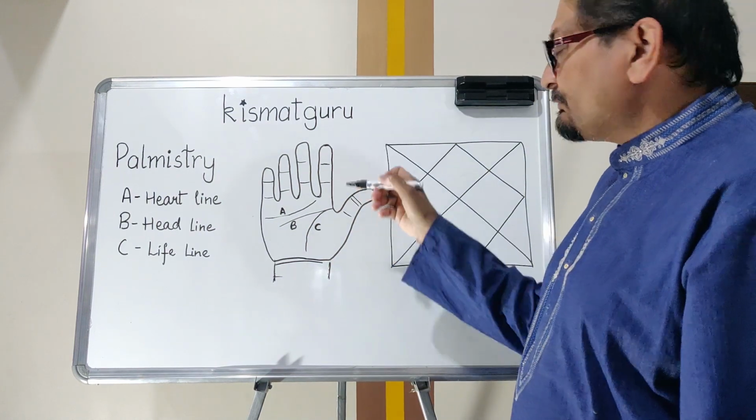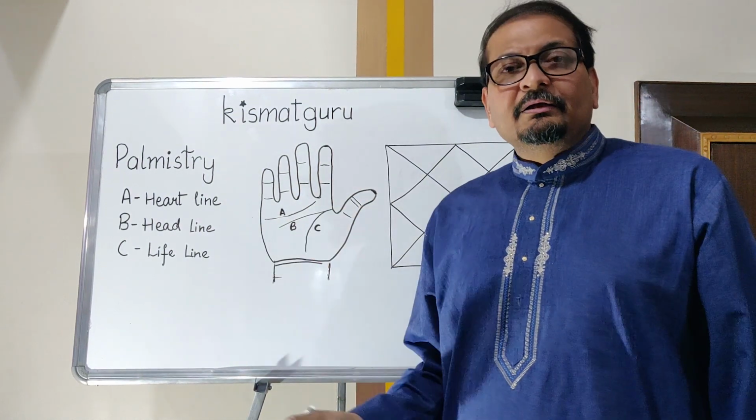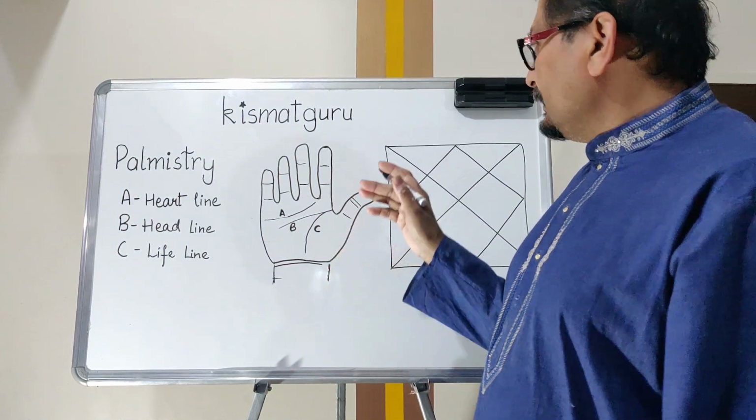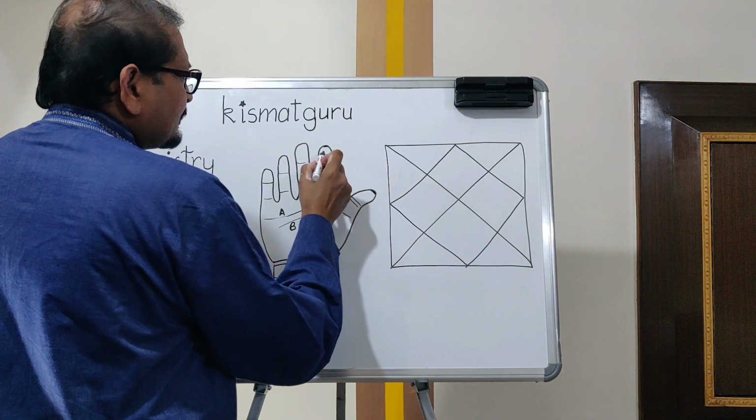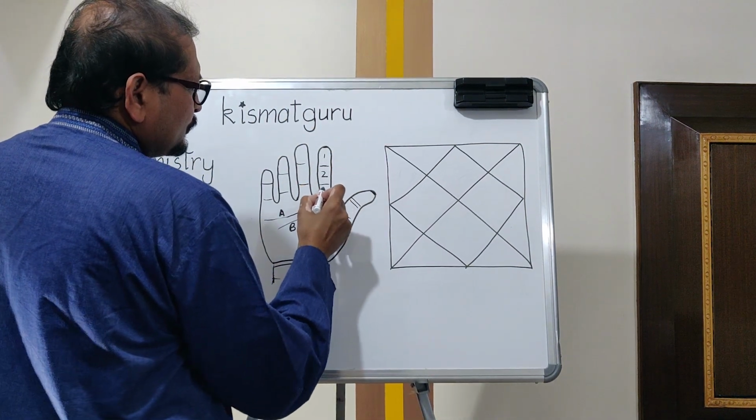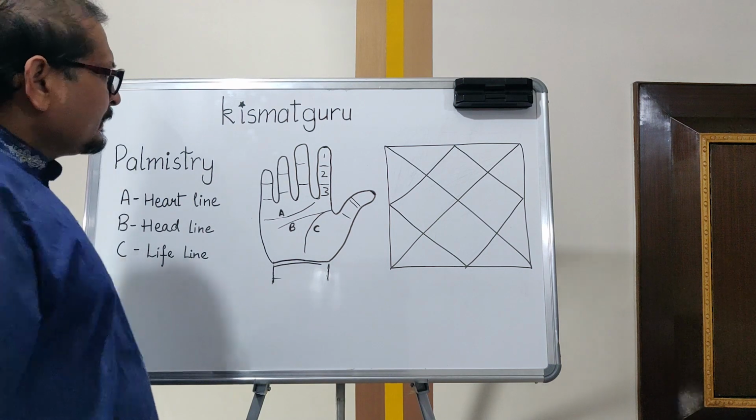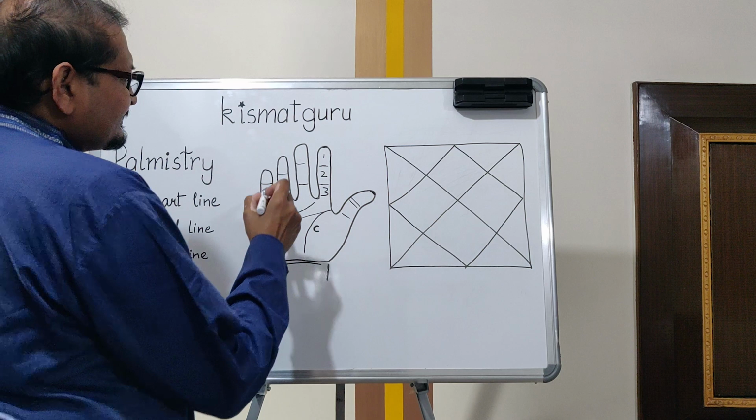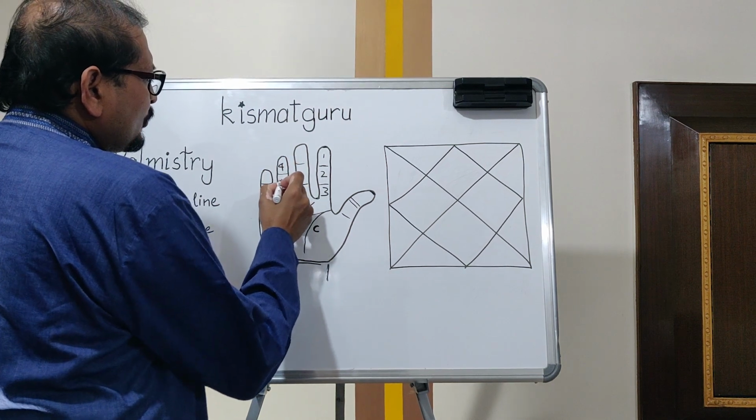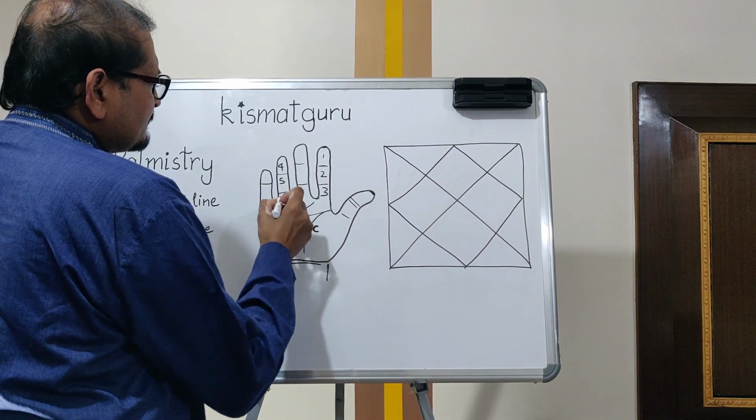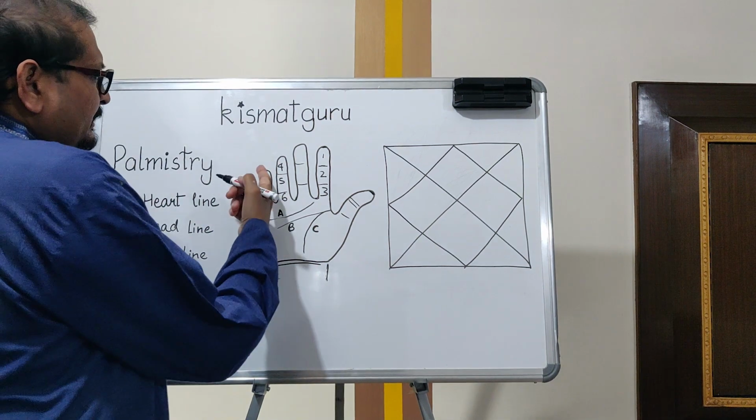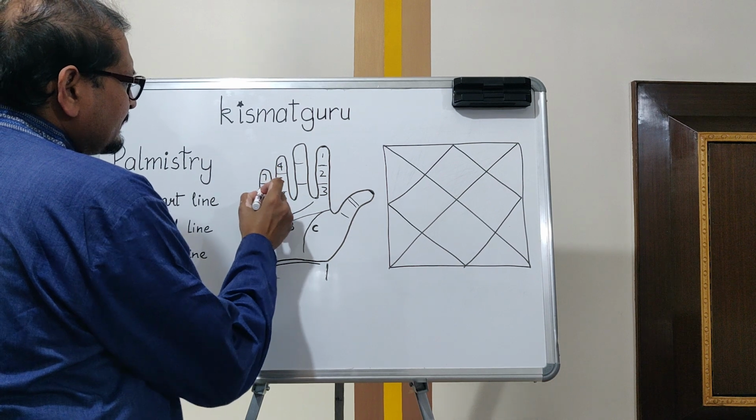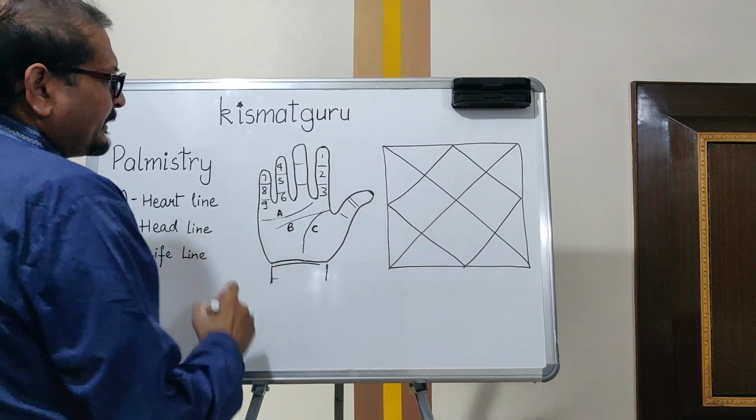Now, this is the first finger or index finger, which we call the Jupiter finger. We'll start from the Jupiter finger, the index finger. Here come house number 1, 2, 3. Now, this is our ring finger. We call it the Sun finger. Here come house number 4, 5, 6. This is the little finger. We call it the Mercury finger. And here come house number 7, 8, and 9.